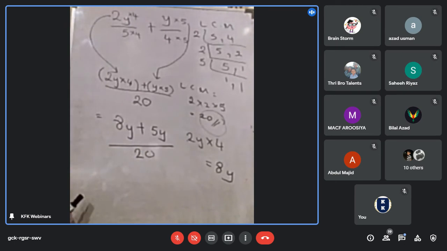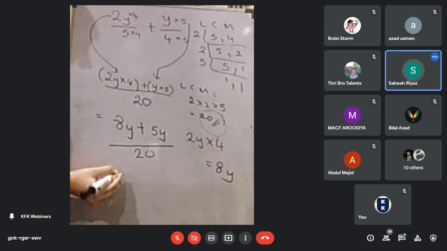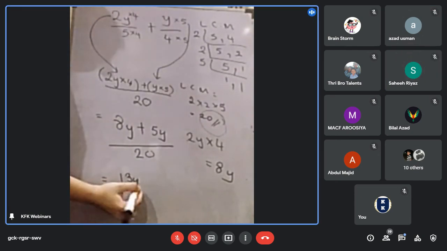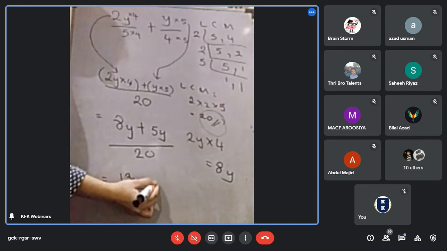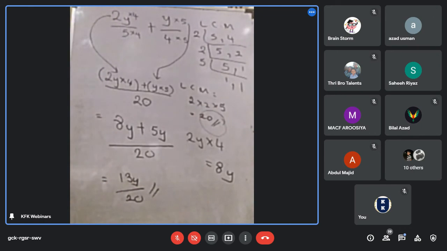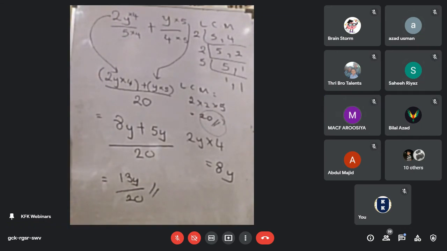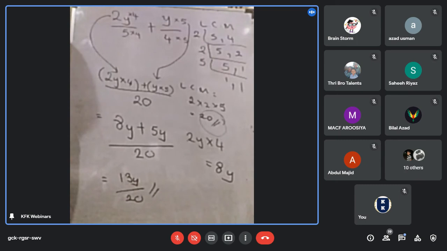Now tell me, when you simplify, what do you do next to simplify further? Yes, you will add it. You will add 8y plus 5y. How much is it? 13y. Yes, it's 13y divided by 20. Do you understand? Yes. Okay. Let's try another example.